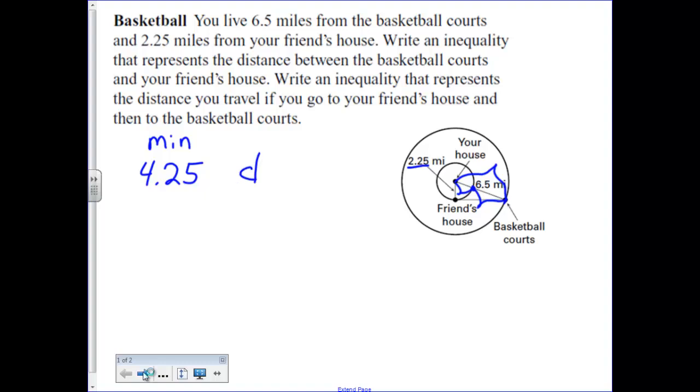Your actual distance that you would have to walk from the friend's house would be somewhere greater than or equal to that, but less than or equal to some maximum distance. Now, the maximum distance would be where the friend's house was on the other side of the inner circle. So not only would they have to cross the 6.5 on this side, but they would also have to cross the 2.25 on this side as well, and that gives us a total distance of 8.75 miles.